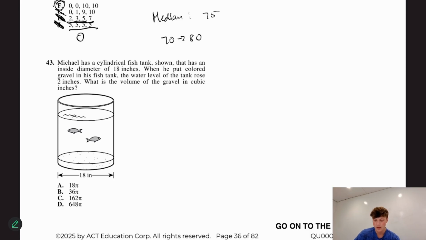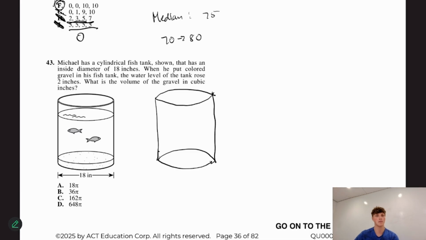What does that tell me? So previously, in the tank before you put the gravel in, let me try to draw this nicely for you. See how well I can do, but no promises because I'm not an artist, but that didn't turn out too bad. You can at least tell it's a tank. That's all that matters, okay?